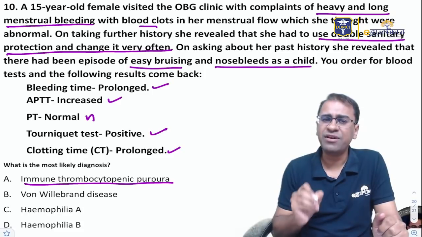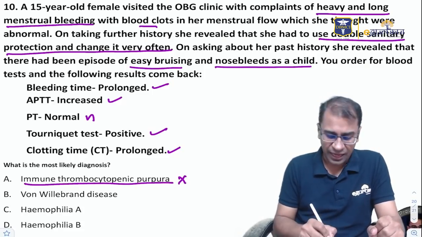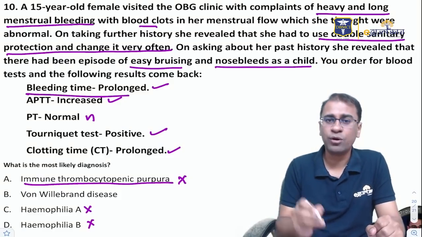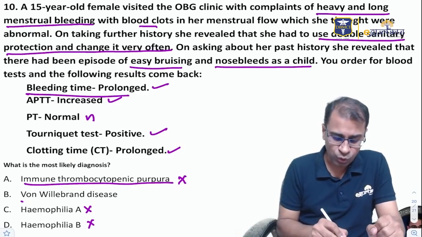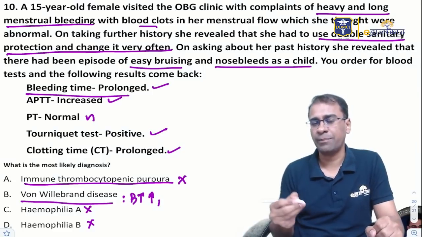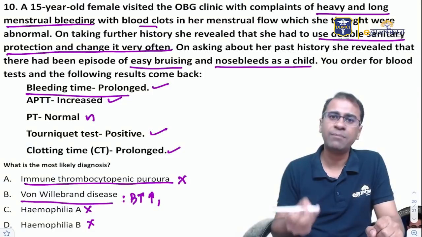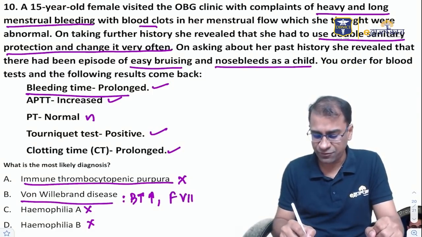ITP will never have an APTT prolonged. Similarly, hemophilia A and hemophilia B will never have a bleeding time prolonged, because these two are findings of factor 8 deficiency. So, this patient will have a bleeding time prolonged because of the problem in platelet primary plug formation, will have a tourniquet test positive again because of primary plug formation defect, and will also have a factor 8 deficiency.